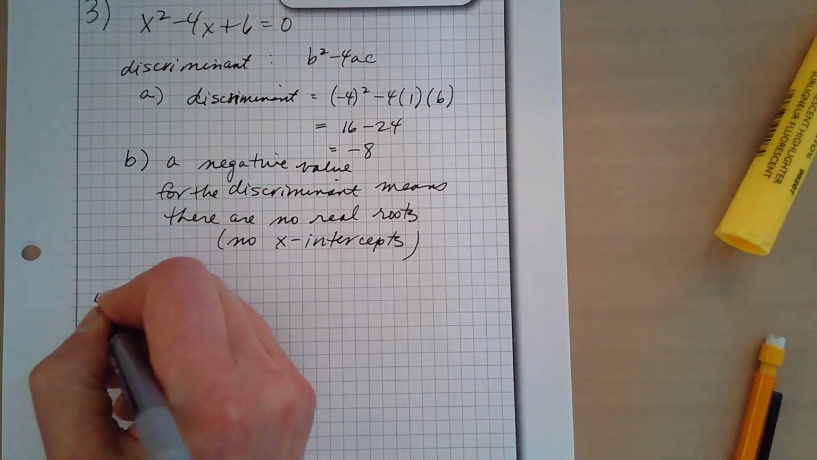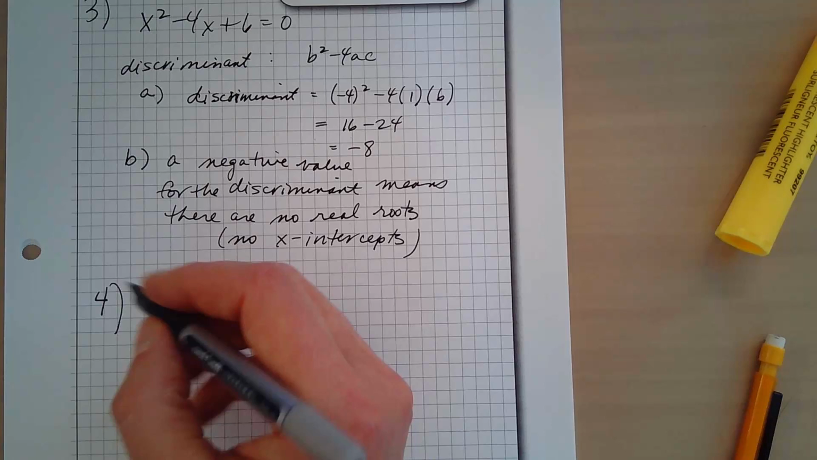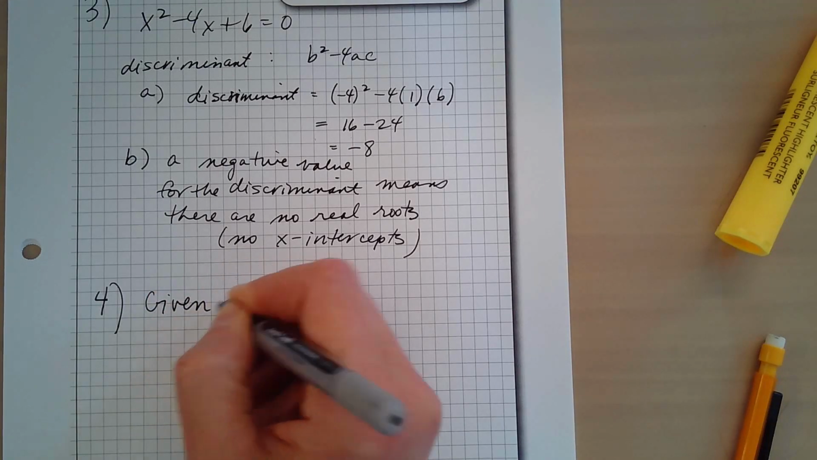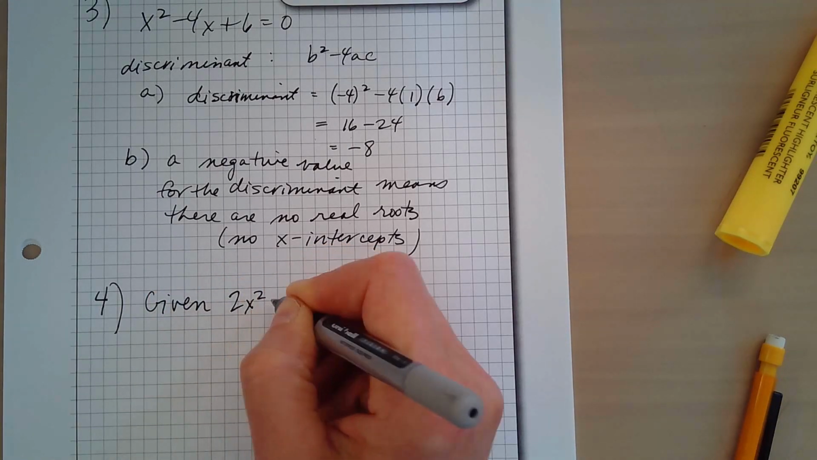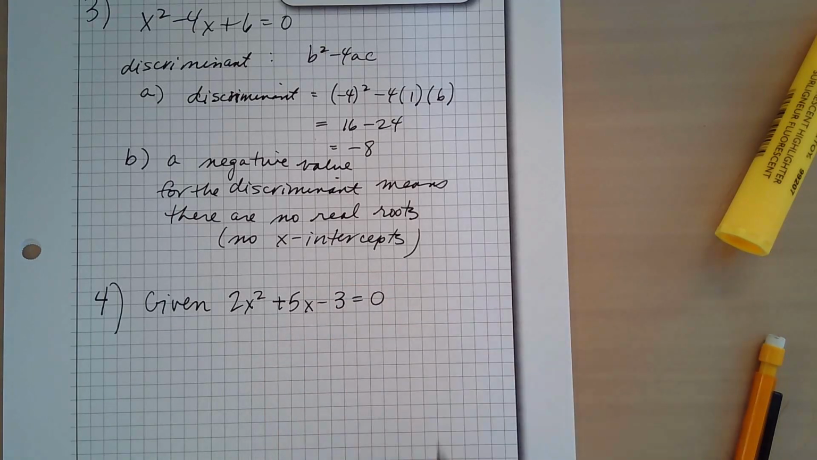I'll talk quickly about number 4D, but I don't think I'll do the whole thing. I'm not going to graph number 4 because I already graphed 2 quadratics. Okay? So the interesting thing is, this is what a bulk of your grade 11 course was, by the way. Given 2x squared plus 5x minus 3 equals 0.